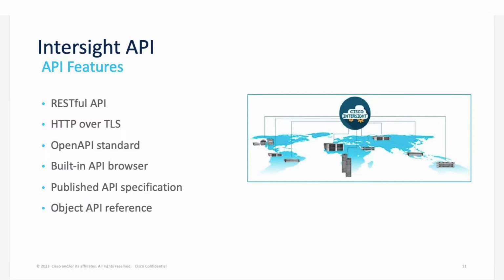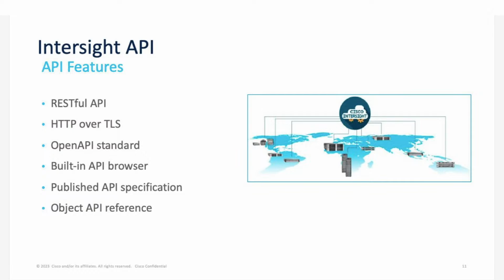In terms of features, it's a RESTful API. That is, it uses the REST architecture, and it uses HTTP over TLS as the transport protocol. The Intersight API is based on the Open API specification standard, which defines a programming language agnostic interface. We do have a built-in API browser using which we can explore the API, and we will be looking at it in the demo section.